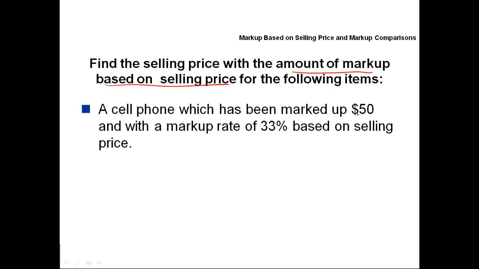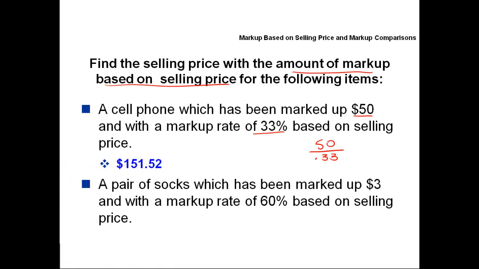Another example, to find the selling price when we know the amount of markup based on selling price. We have a cell phone. It's been marked up $50 and the rate of markup is 33%, so we can take the $50, divide it by the 33% in decimal form, and we will find out that the cell phone costs $151.52 when rounded. A pair of socks which has been marked up $3 and it has a markup rate of 60%. So if I want to know the selling price, then I take the $3 markup and divide it by the rate of the markup, which is 0.60, and that gives me a cost of $5.